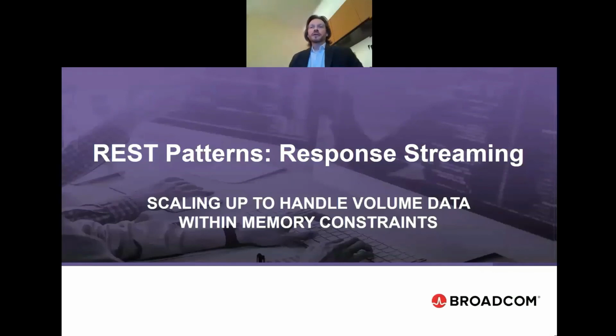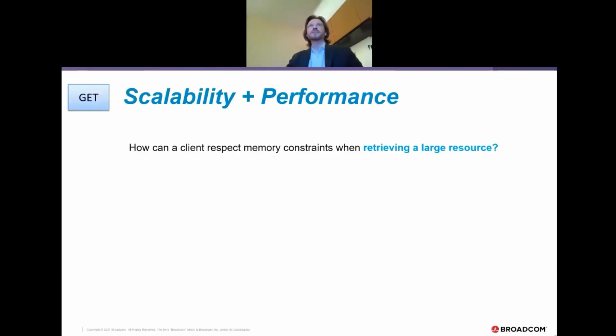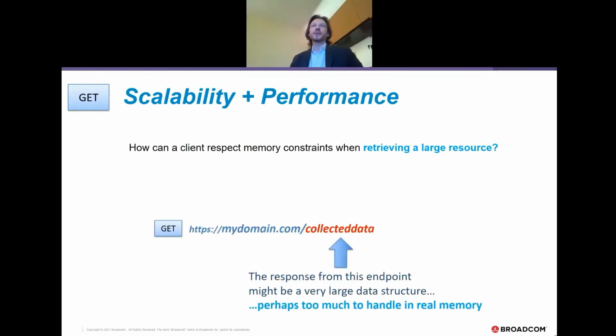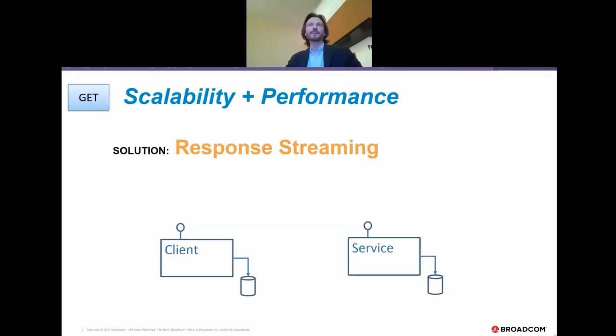What about, instead of scaling out in terms of time, what about scaling up in terms of volume data? Let's talk about another pattern, response streaming. So how can a client respect memory constraints when retrieving a large resource? I might try to do a GET at something like collected data, and the response from this endpoint might be a very large data structure and perhaps too much to handle in real memory.